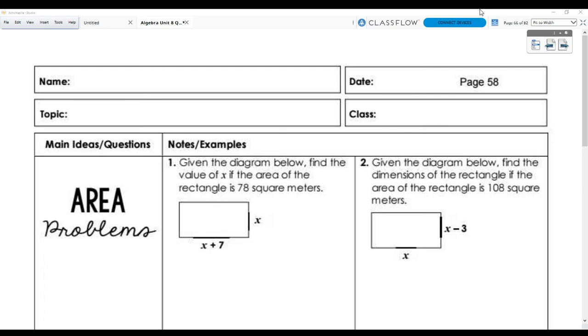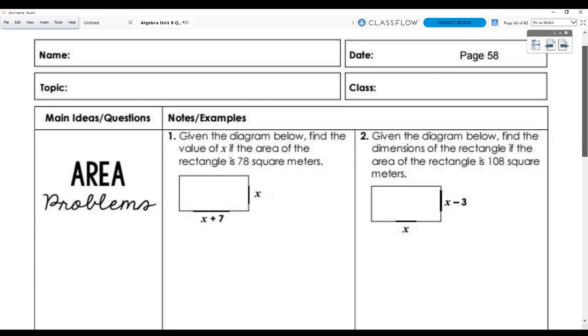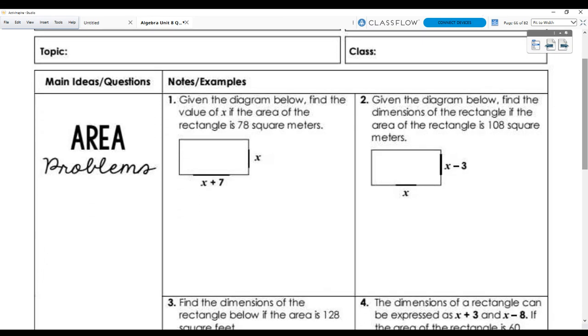Today we're moving on with area problems. The area of a rectangle, let's remember, is length times width. So area equals length times width. So given the diagram below, find the value of x if the area of the rectangle is 78 square meters.